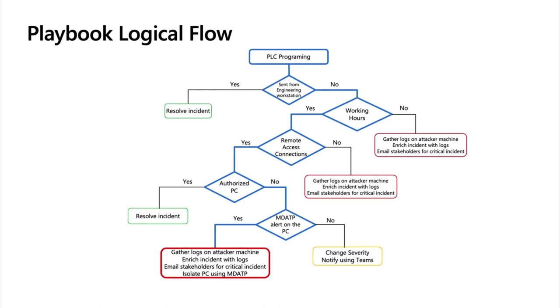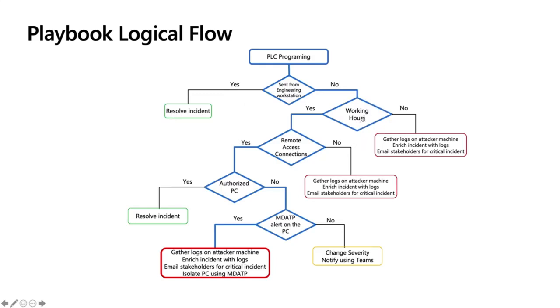Basically, once PLC programming appears, we are going to check whether this is an engineering station or not. This will be done using an Excel file, which is a list of all the authorized working workstations. If it's yes, then everything is okay. Otherwise, we are going to check if it's during working hours.